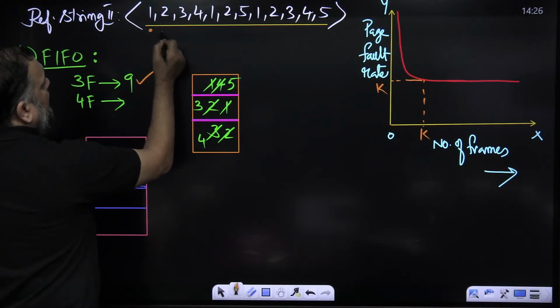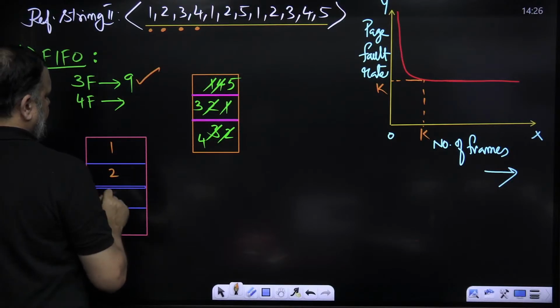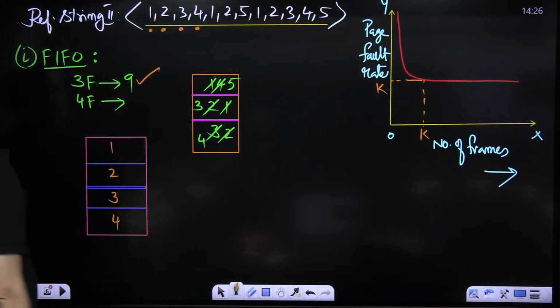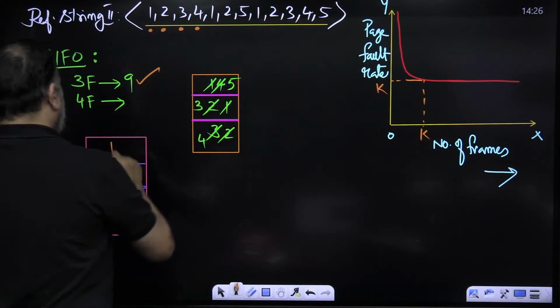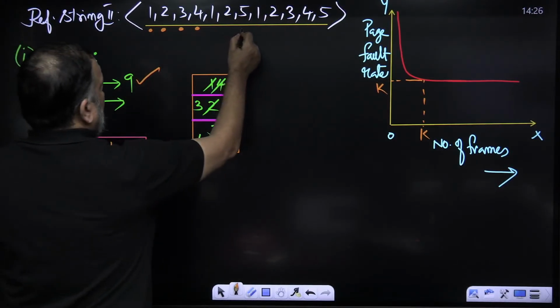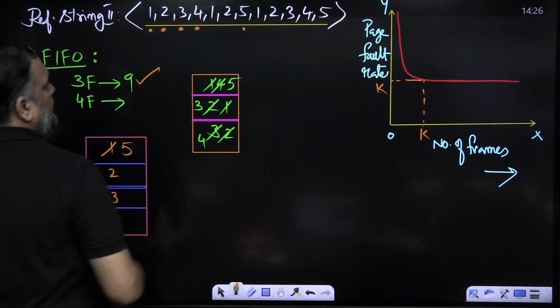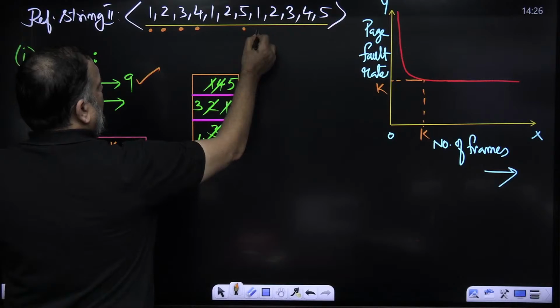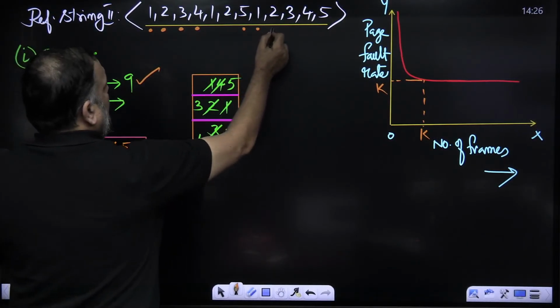So initially, like earlier occasion, 1, 2, 3, 4, 4 page faults. इसके बाद देखिएगा 1, 2 will not cause a fault, 5 will cause a fault. So 5 किसकी जगह आएगा? 1 की जगह आएगा. Then 1 will cause a fault, 1 किसकी जगह आएगा? 2 की जगह आएगा. Then 2 will cause a fault, 3 को replace करेगा.